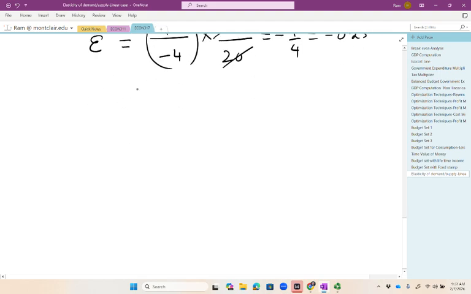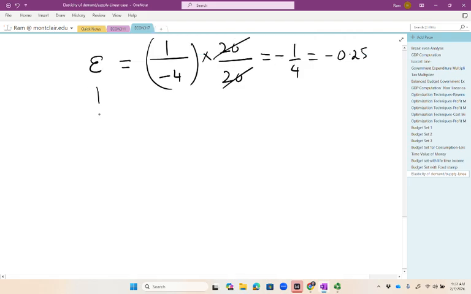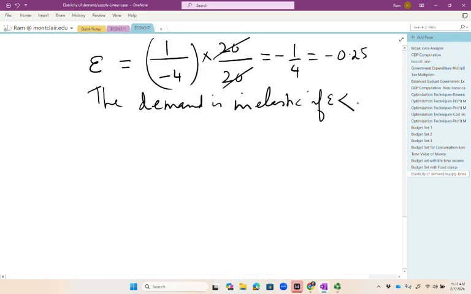And this time we will say the demand is inelastic if the elasticity turns out to be greater than negative 1, which is the case here. It is negative 0.25, so demand is inelastic at the price quantity combination. So at Q equal to 20, P equal to 20.